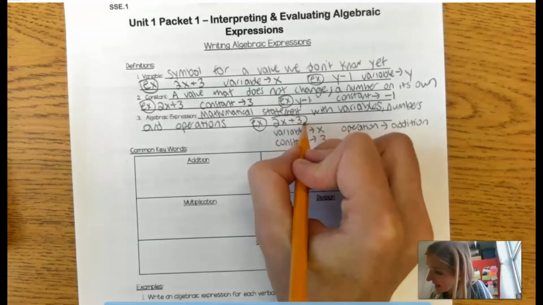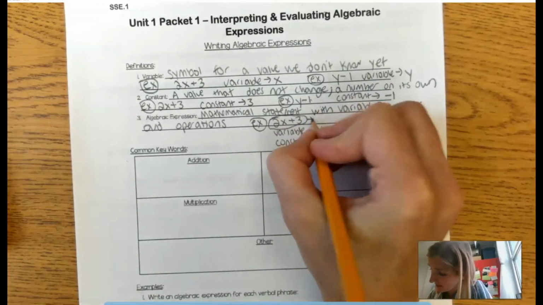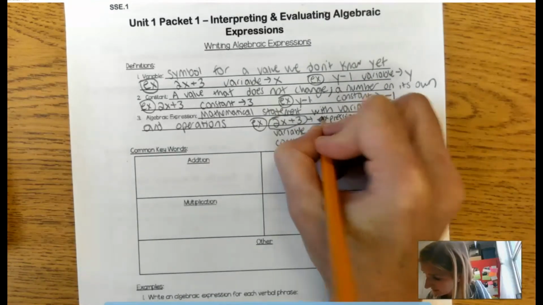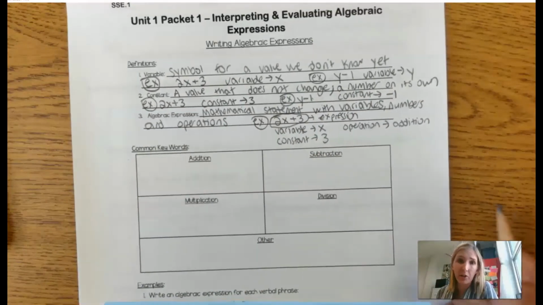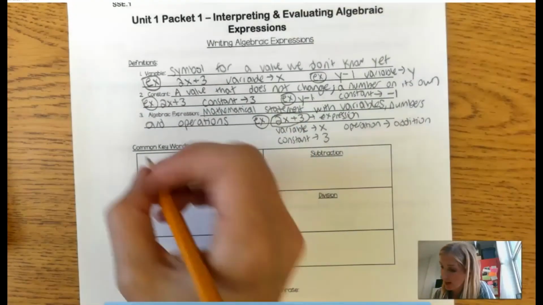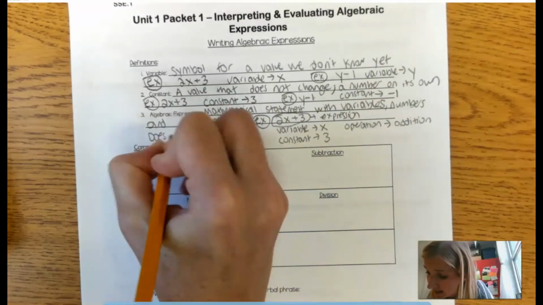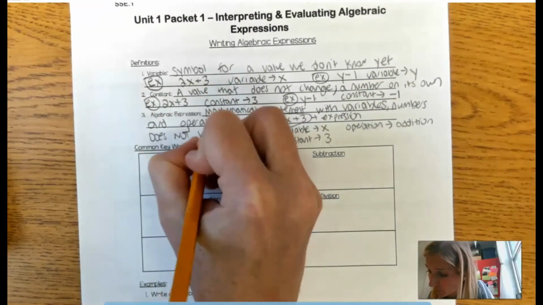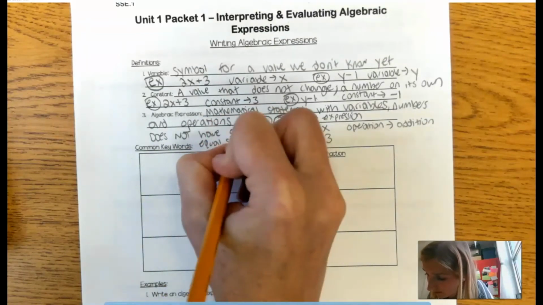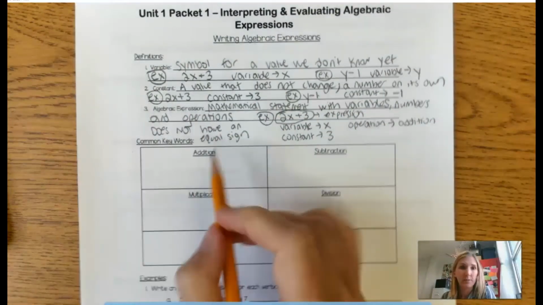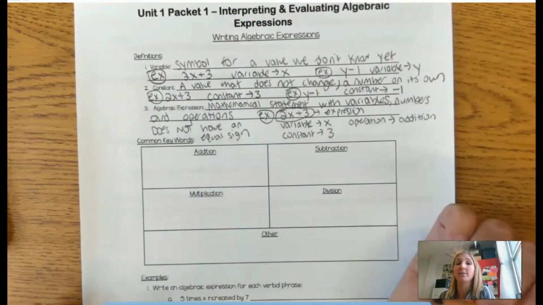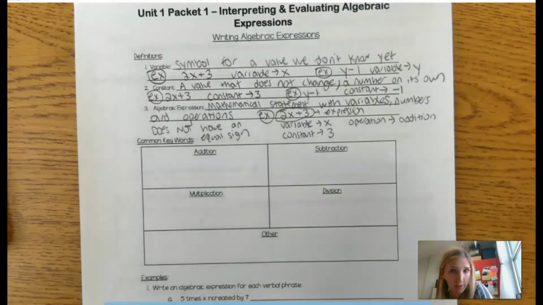So the entire thing is the expression. Notice something that an expression doesn't have. An expression does not have an equal sign. If it had an equal sign, it would be called an equation instead of an expression.